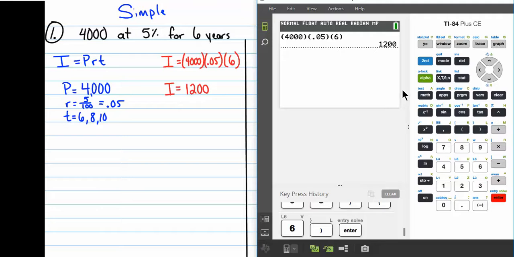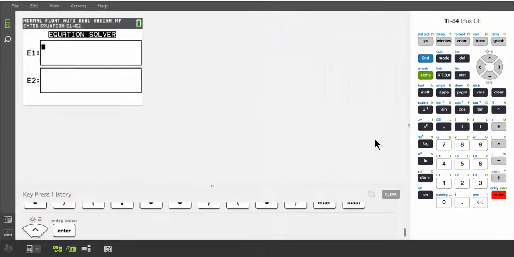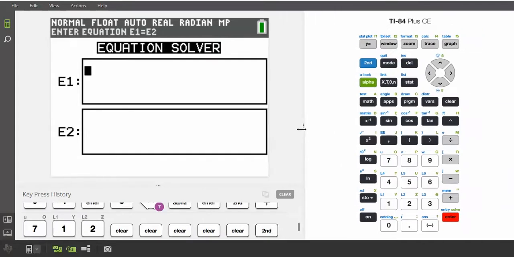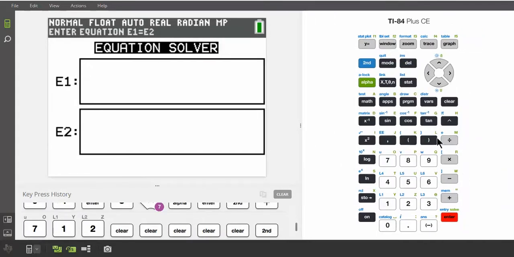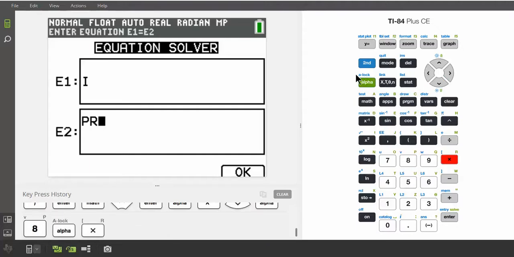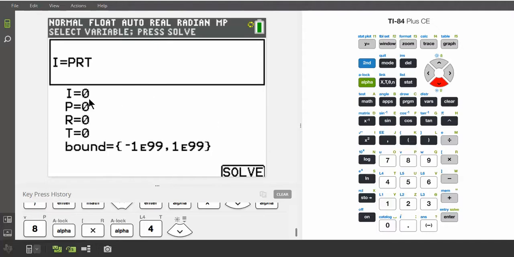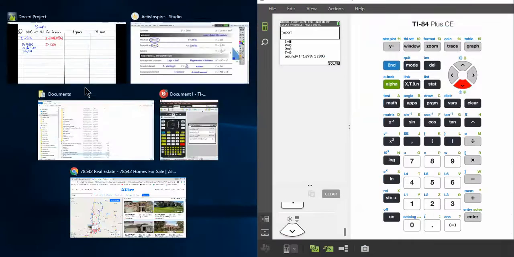Now, here's a second method to use that I'm going to have you guys use more. It's going to help with the more complicated ones that we see as well. So go to solver, and I'm sure you guys have noticed the green layer of keys in the background. Let me make this a little bit bigger. I want you to type in the formula I equals PRT. So notice that I'm hitting the alpha key every time so I can get the letters instead. Now when you have it set up like this, it's perfect. It's basically set up for you to easily substitute, which I have that information.